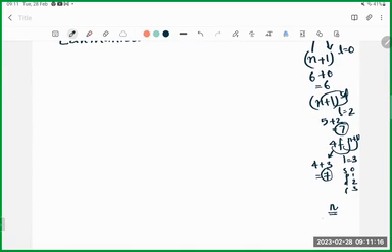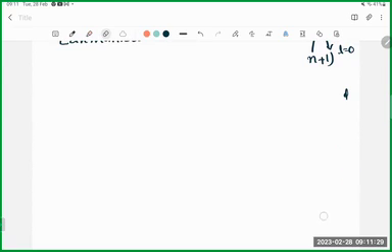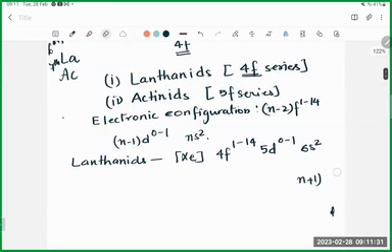It is 4f. Since it's the least one, the electron enters into that first, and then the remaining electrons will enter into the 5d. Did you understand? This is how the distribution will take place. So the general configuration is xenon, 4f 1 to 14, 5d 0 to 1, 6s2. This is how it goes.